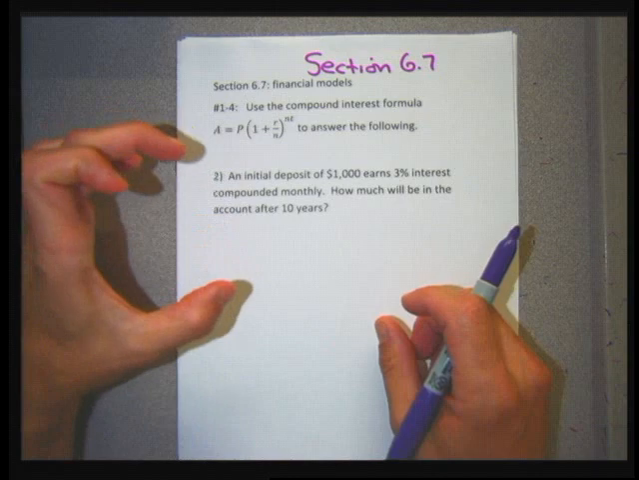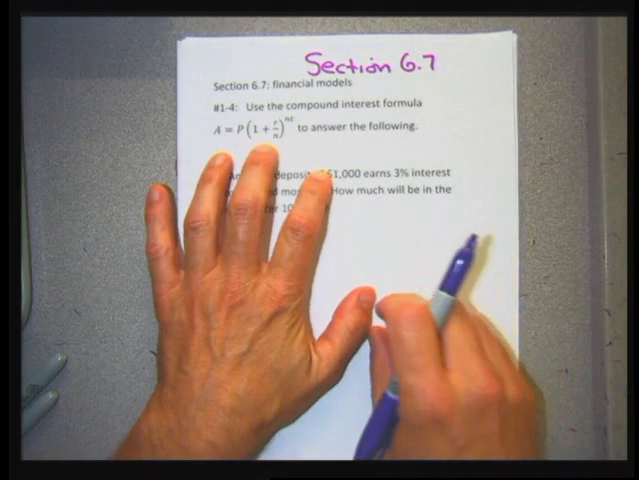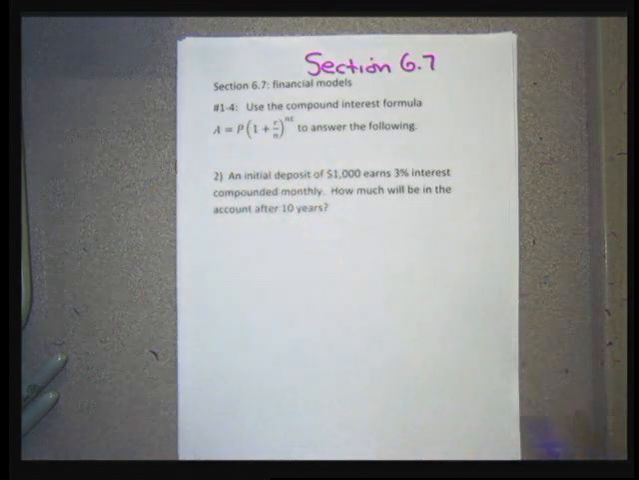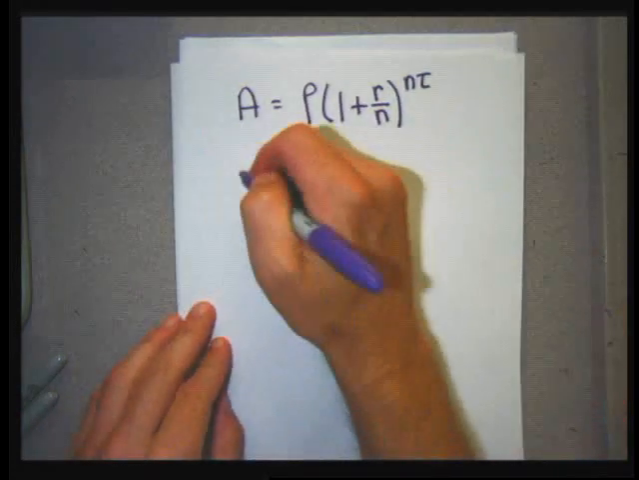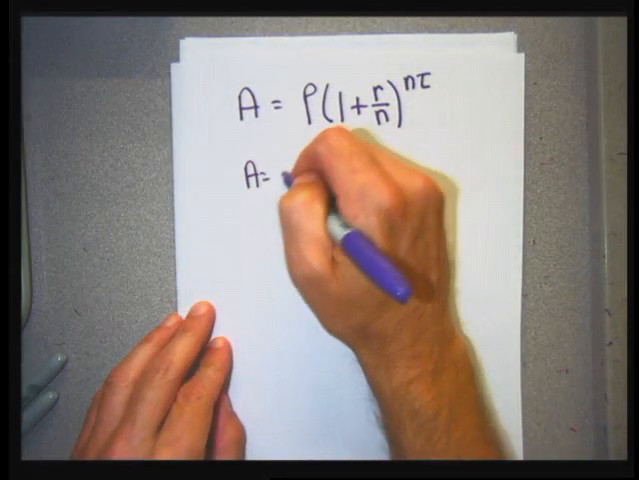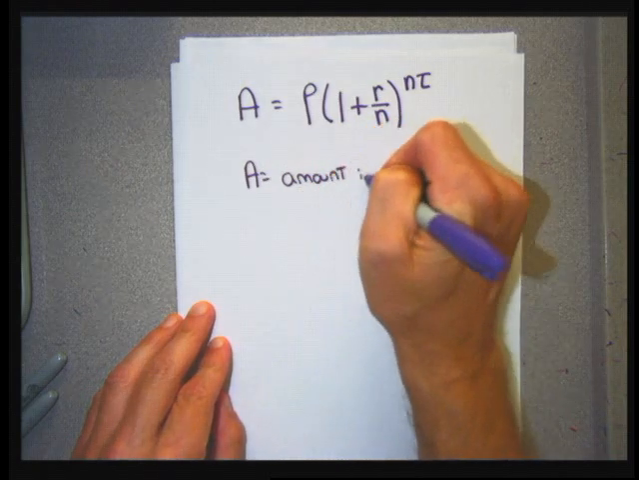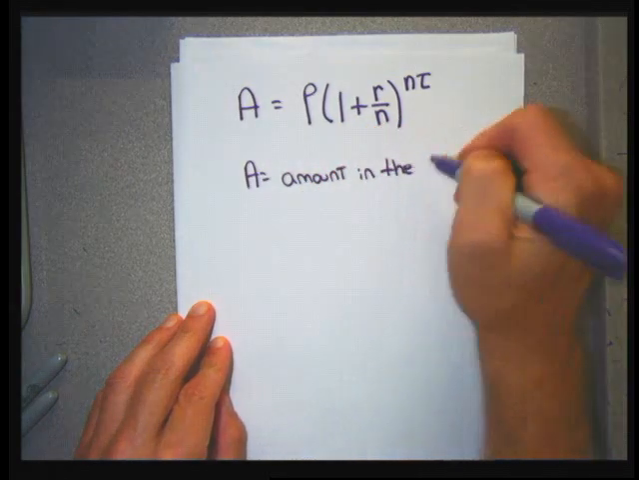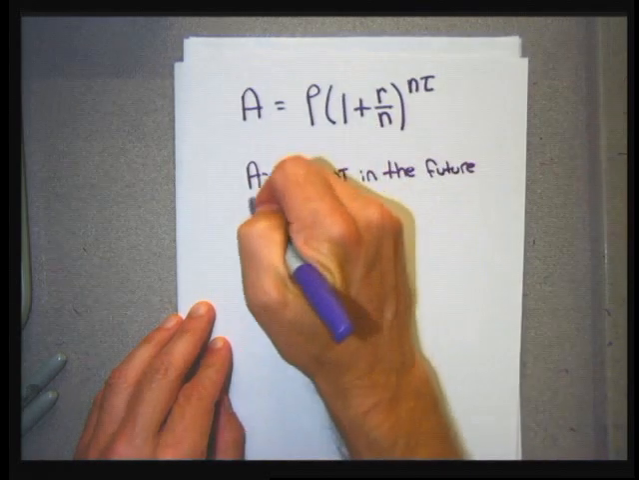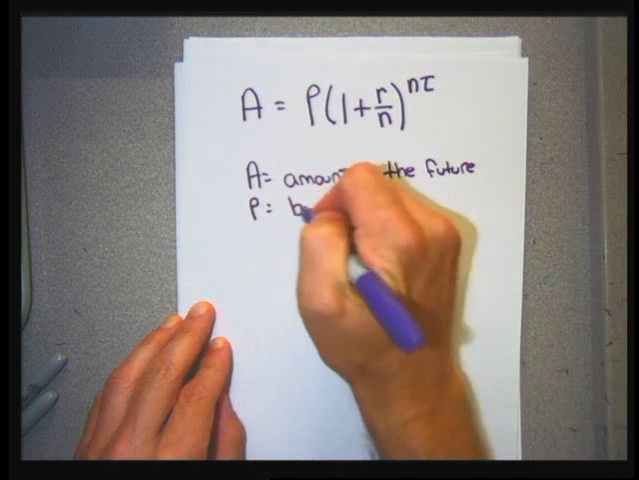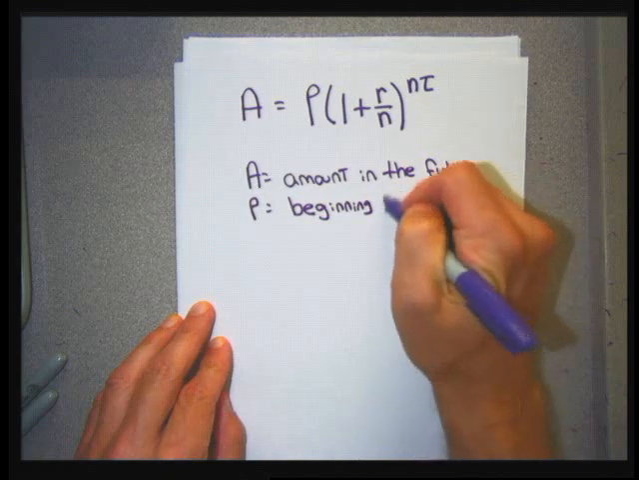In order to do the word problems, you have to know what the variables in the formula stand for, and that's what I need to start off doing. So in this formula, the A is going to stand for the amount of money in the future, some future amount. And the P stands for the starting amount, the beginning amount.